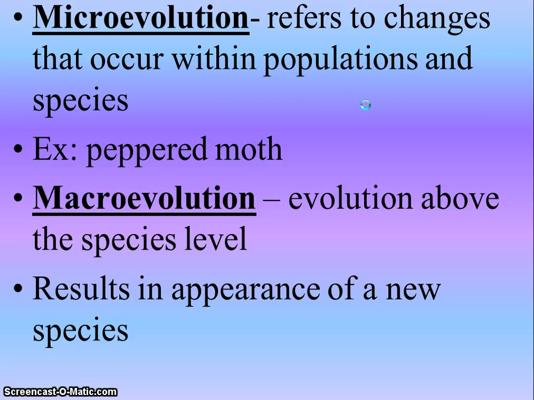These are some videos we will see in class, and if you want, you could definitely come look at those. Just in general, we have two terms: microevolution and macroevolution. Microevolution refers to changes that occur within populations and species, like the peppered moth. Macroevolution is evolution above the species level. It results in the appearance of a new species.